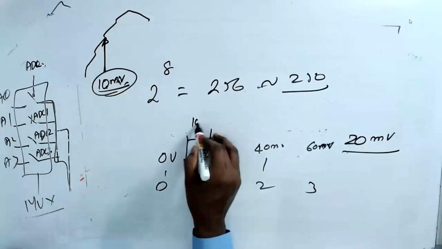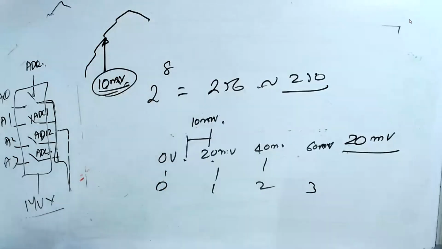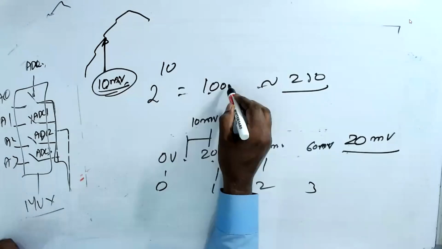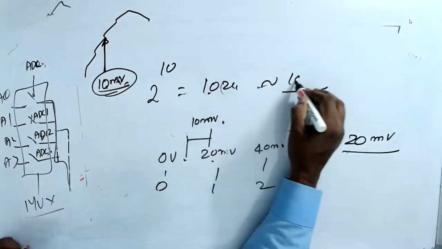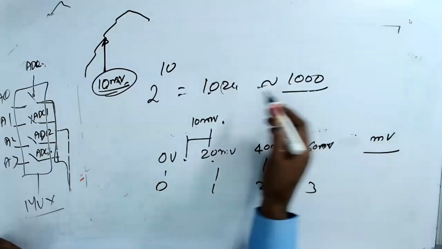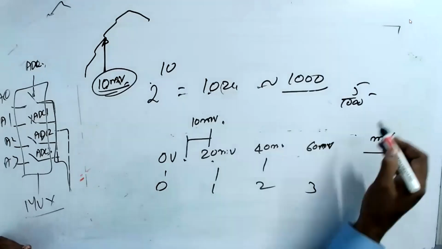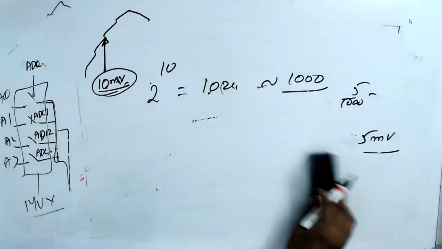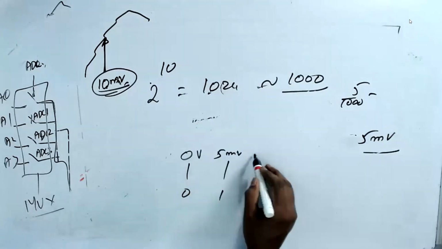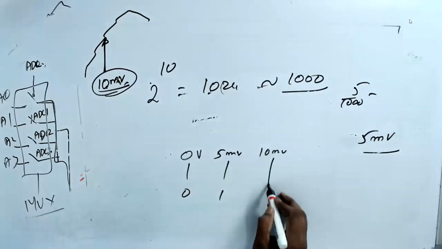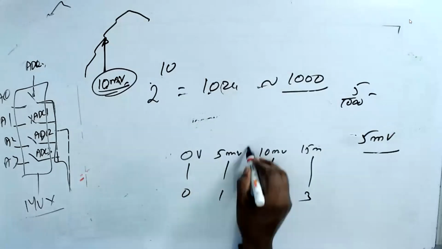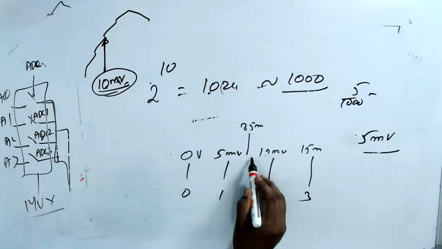But if you make this 10 bits, this becomes 1024, approximately 1000. Then this becomes 1 by 1000, so 5 volt divided by 1000 is 5 millivolt. Now 0 means 0 volt, 5 millivolt means 1, 10 millivolt means 2, 15 millivolt means 3. In between is 2.5 millivolt. That means the worst case error is 2.5 millivolt.